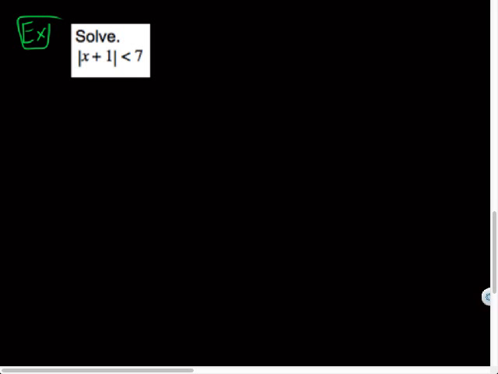So check this out. Let's see, I've got the absolute value of the quantity x plus 1, it's all less than 7. Here we go. First thing we do, let's deal with the absolute value. It's already isolated, so normally what we did back in the day was we'd break it up. Same process, same procedure. So I'm going to have either x plus 1 is less than 7.